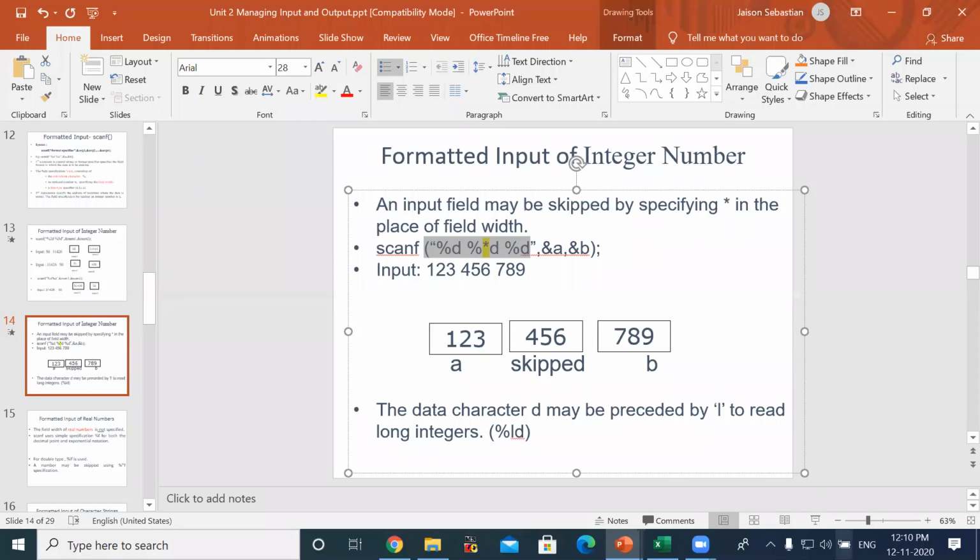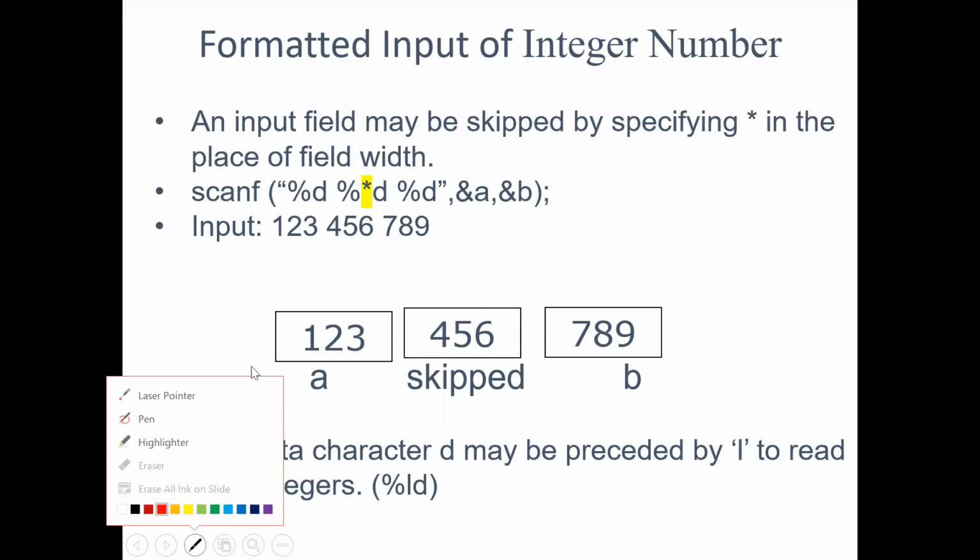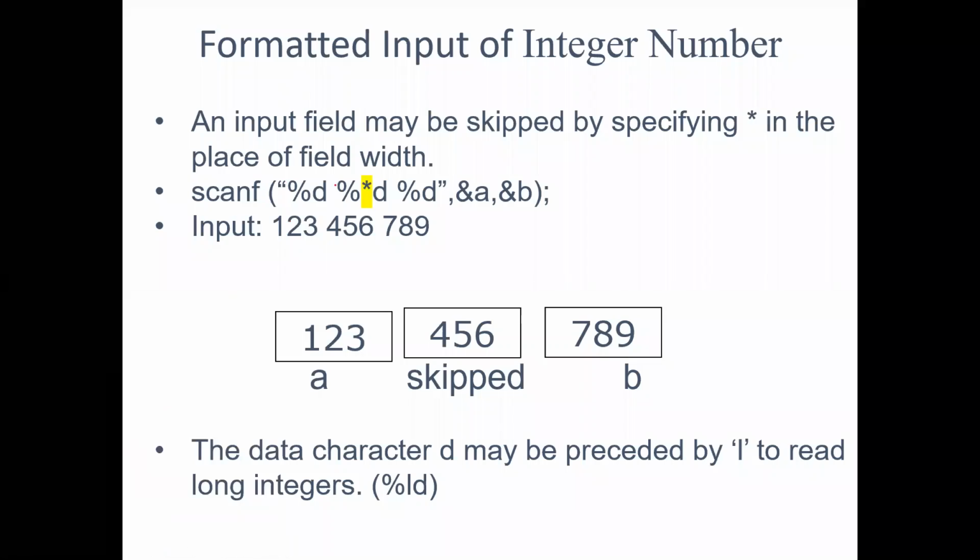so you mean that you want to accept three integers using three conversion specifiers, right? We are indicating that, but you are giving only two address locations. Listen here, there are only two address locations. In the second conversion symbol, in place of field width, I am indicating an asterisk sign. This means one asterisk sign.